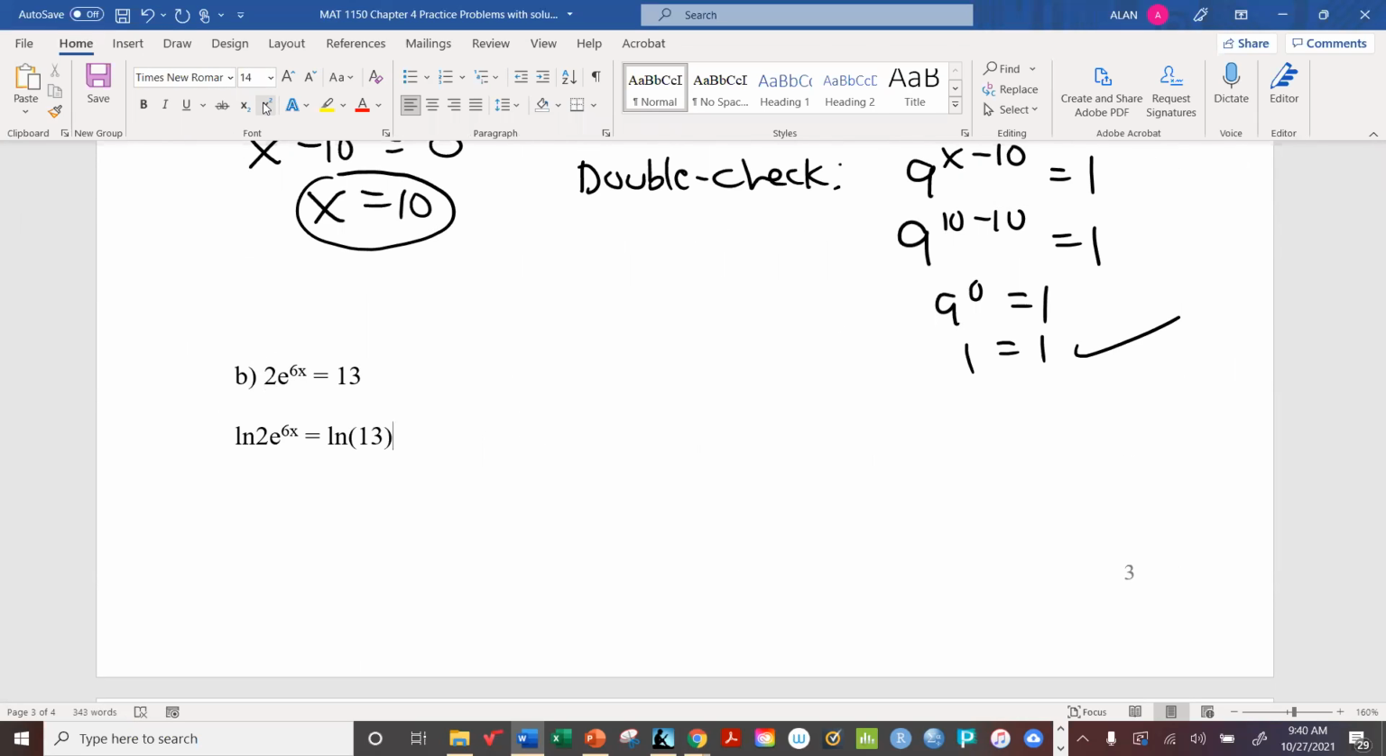All right, so here we may need to do a little rearranging. So for example, what if I divide both sides by 2? Well, actually, no, I can't. No, I'll tell you what, let's do that first, just to keep it a little simpler. e to the 6x equals 13/2. Okay, so if that's the case, you'll see why I'm doing this in a second.